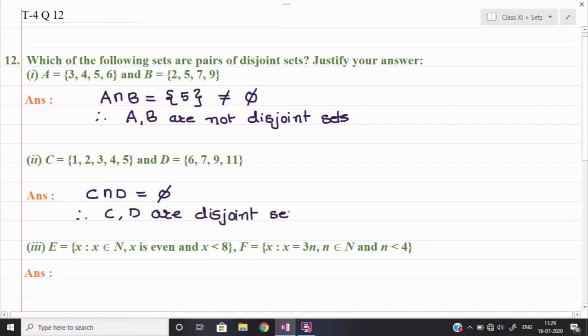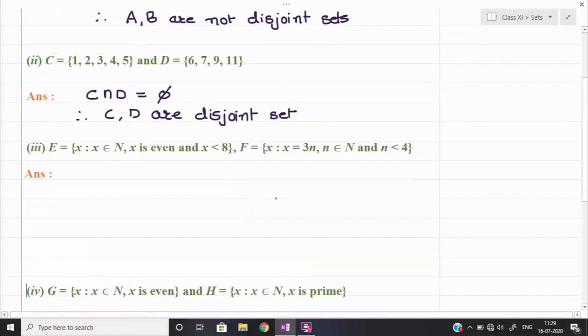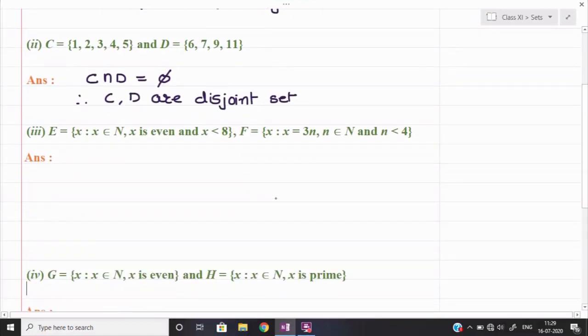Right? Now let us see part number 3. In the third part, we have been given that x is a natural number, x is even, and it is below 8. Three conditions we have to follow in the set E: even, natural number, below 8. So I think the first one is 2, the second one is 4, then the third one is 6.